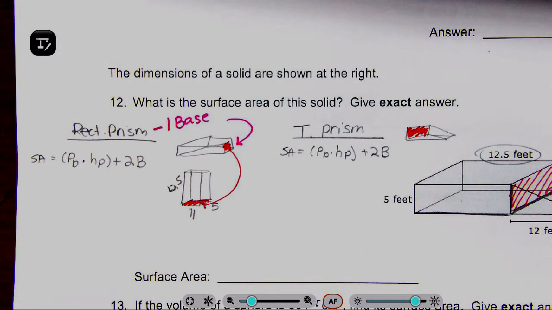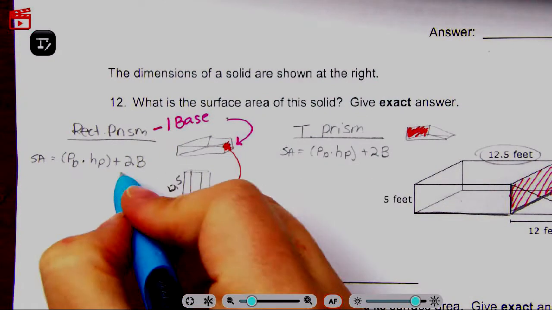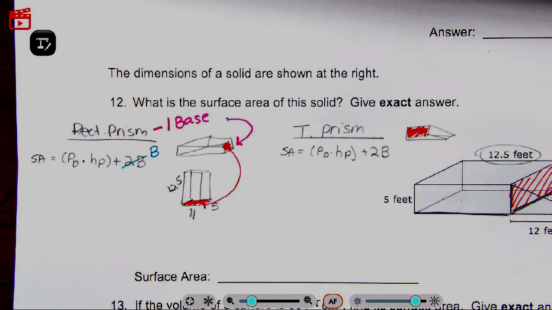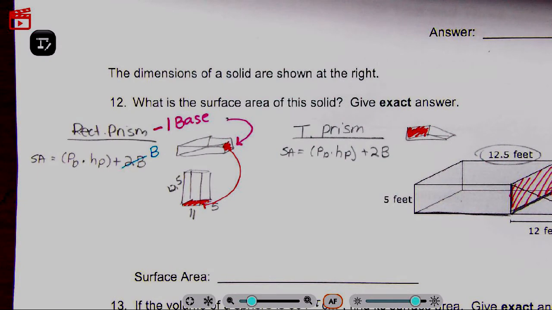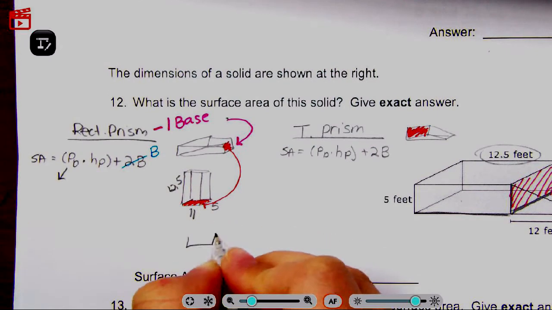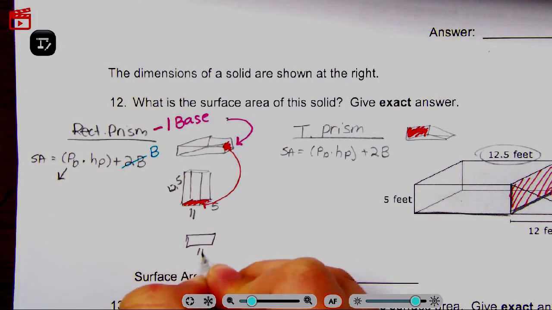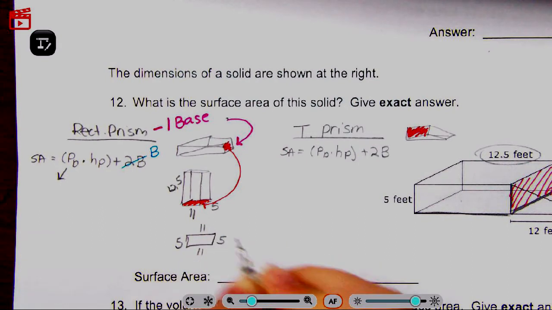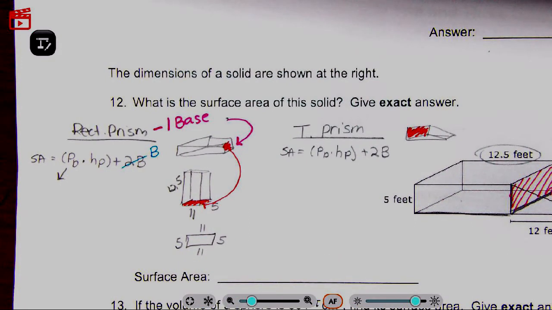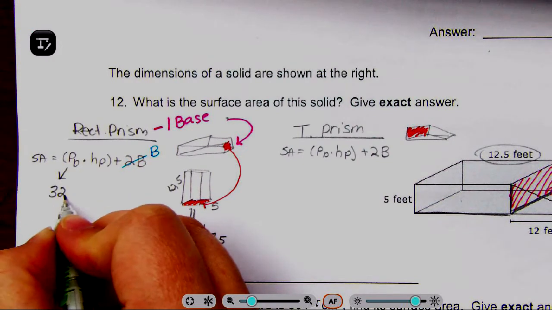All right, so what do we need to get rid of? I need to get rid of one base, so I have only one base. Here, we'll talk about the triangular prism a little bit later. So then let's work with our rectangular prism. What is the perimeter of the base? Well, what did I say my base is? Here's my base, and I have an 11 by 5. So 11 by 5, 11 by 5. So I have 11, 11, that's 22. 5 and 5, that's 10. So I have 32 as my perimeter base.